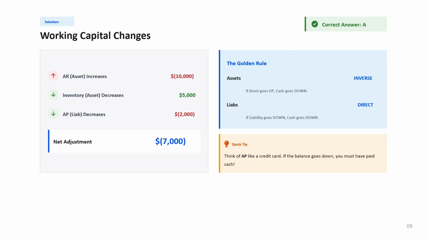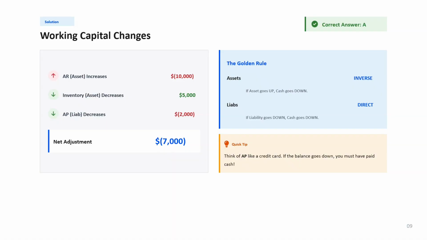Okay, the answer is also A here. I don't know if it was intentional, but let's apply the golden rule. For assets, the relationship is inverse. What I mean by that: accounts receivable increased by $10,000. That means we made sales on credit that increased the net income, but we haven't collected the cash yet. Basically, people owe us $10,000. We showed it in our net income, but we do not have that $10,000 yet. Therefore, we subtract that $10,000.